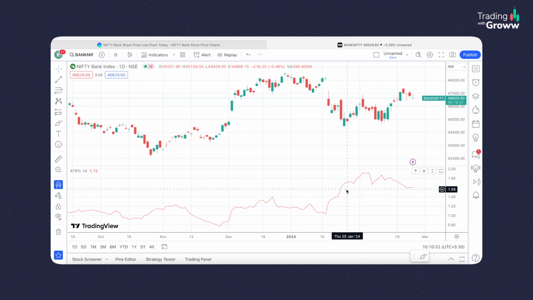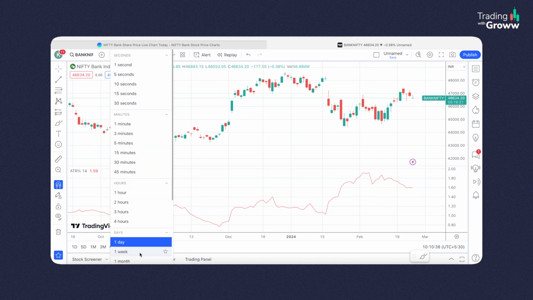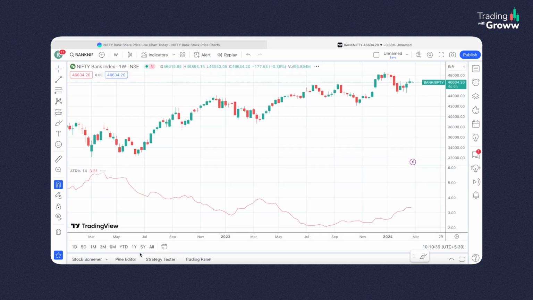So this ATR in percentage terms is much more useful than ATR in absolute terms, because you can check this on a weekly basis also. If I select weekly, you can see the current weekly ATR level is around 3%, which means that on average, Bank Nifty in a week can move 3%, 3.2%, either on the upside or on the downside.